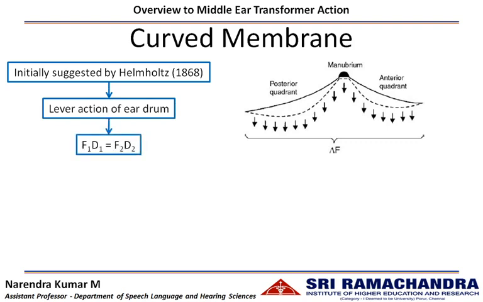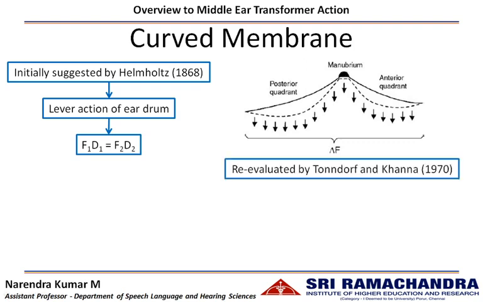According to the formula for lever action, the product of force and displacement on one side of the lever should be equal to the product of force and displacement on the other side. Now, when these regions are free to move, there will be greater displacements. Hence, a lesser amount of force is required to vibrate this region. Whereas the movement is restricted at the region of the manubrium, hence more force can be felt over there.